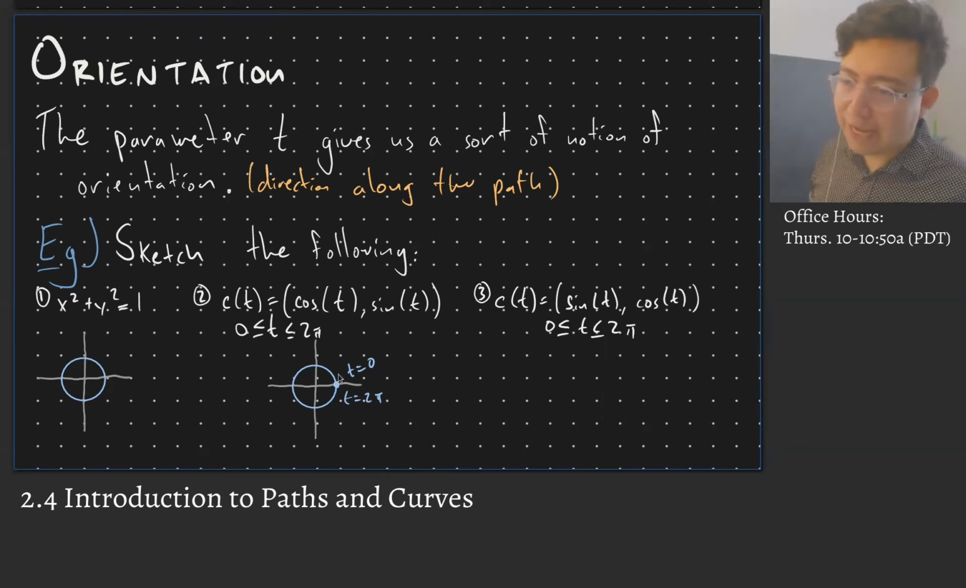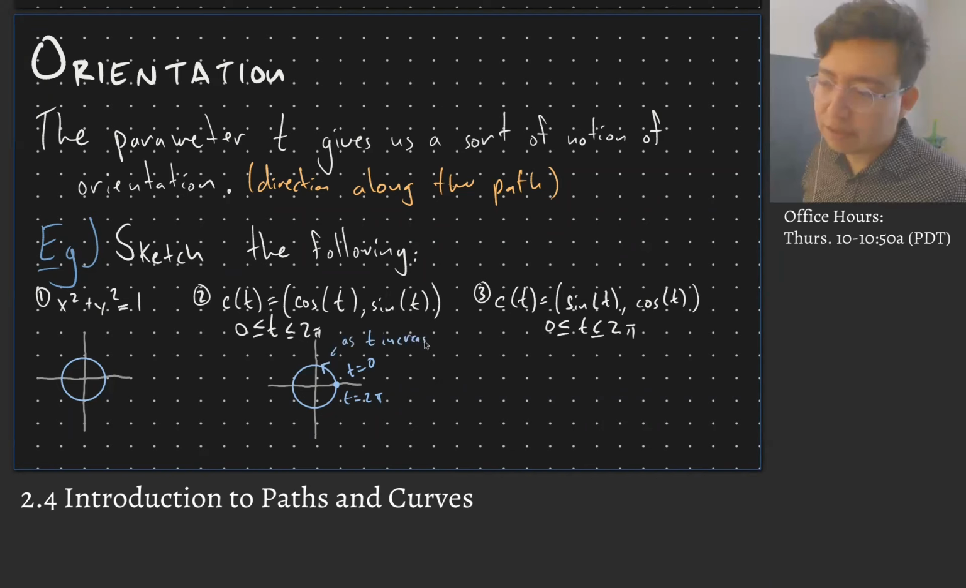Okay. And what's happening is if you start at t equals 0 and you increase, right? So as t increases, we're going in this direction. So this little symbol here means as t increases, this tells us the direction that we're going. So in this case, this parametric equation tells us that we're going in the counterclockwise direction. Okay, so this is us going counterclockwise.